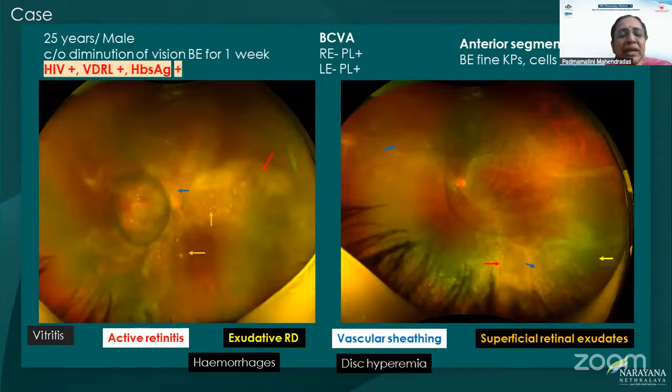disc hyperemia. On evaluation, he was found to have triple infection, that is HIV positive, VDRL positive, and HPS-AG also positive. So this particular patient was treated for syphilis, then put on antiretroviral therapy, following which the inflammation started resolving. Subsequently, the patient developed a retinal detachment and underwent surgery. Now he is doing well.